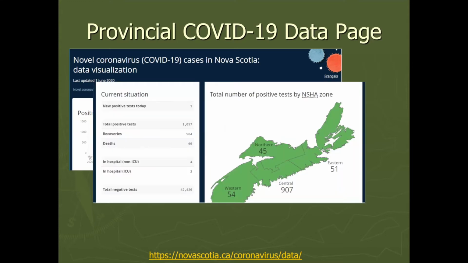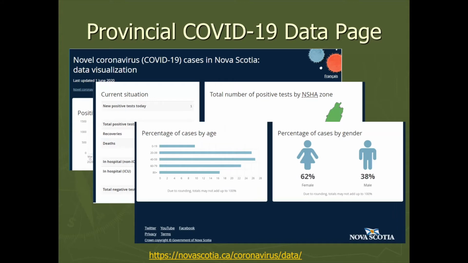You scroll down a little bit further, you're getting the information for one particular day. So again, this is June 1st, and you're able to see all of the numbers for June 1st, as well as a very general map showing the health authority zones and the numbers for that one day. And you scroll down a little bit farther, you're able to see the percentage of cases by age and by gender. So again, this is great, lots of good information there, but still there's some information I was hoping to see that wasn't there, and we'll talk a little bit more about that.